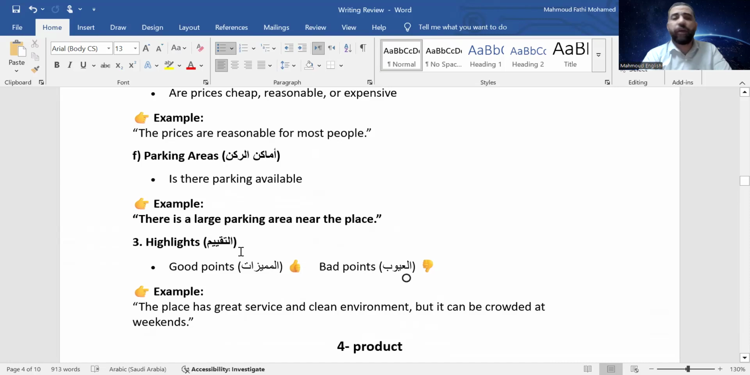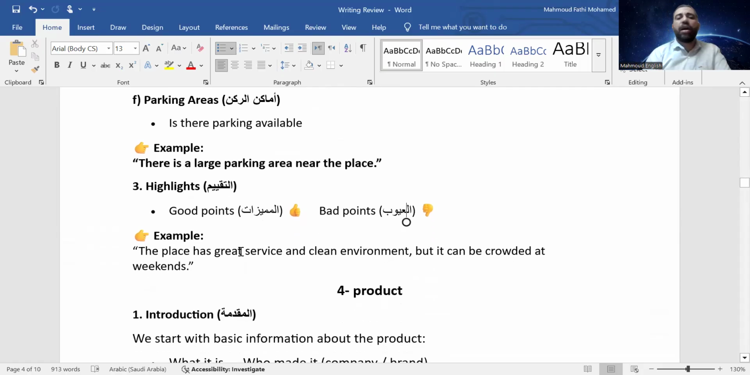الخلاصه, انت in the last paragraph you have to highlight the good points and the bad points of it. طبعا don't say all of them are good points, لان nothing is perfect, and the same also bad points, don't mention all bad things. So this kind of opinion actually, but based on facts. At the end here, for example, I say the place has great service and a clean environment, but it can be crowded at the weekends. So this is the drawback of it. And then at the end, for example, I say I could give it like 3 out of 5, 2 out of 5, 5 out of 5. It's up to you.